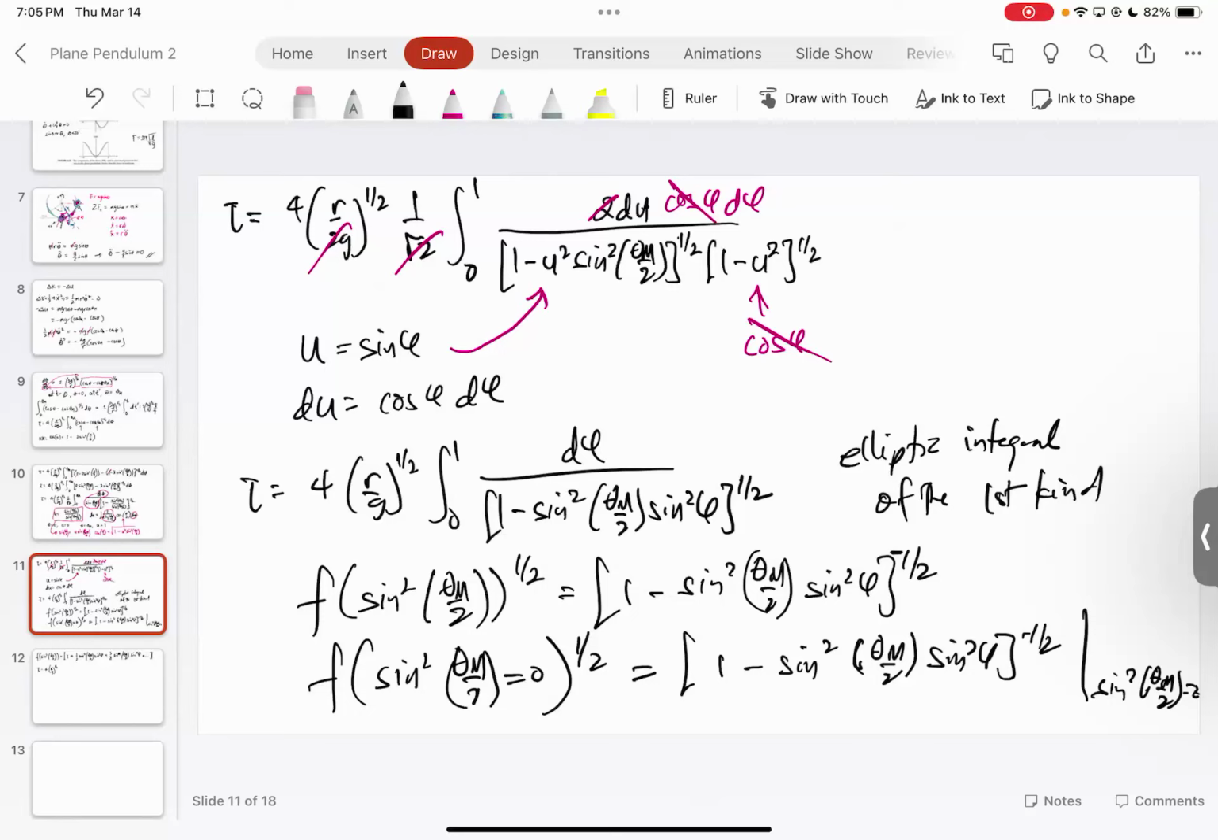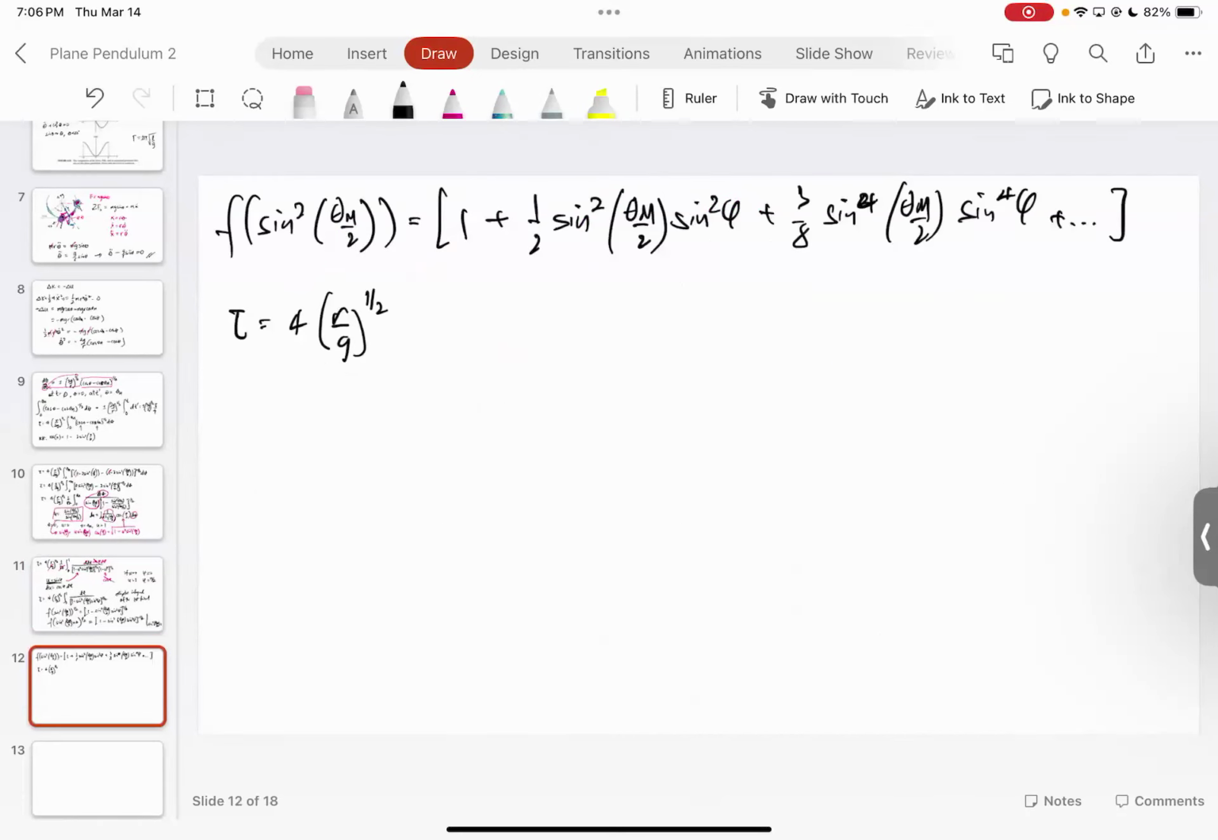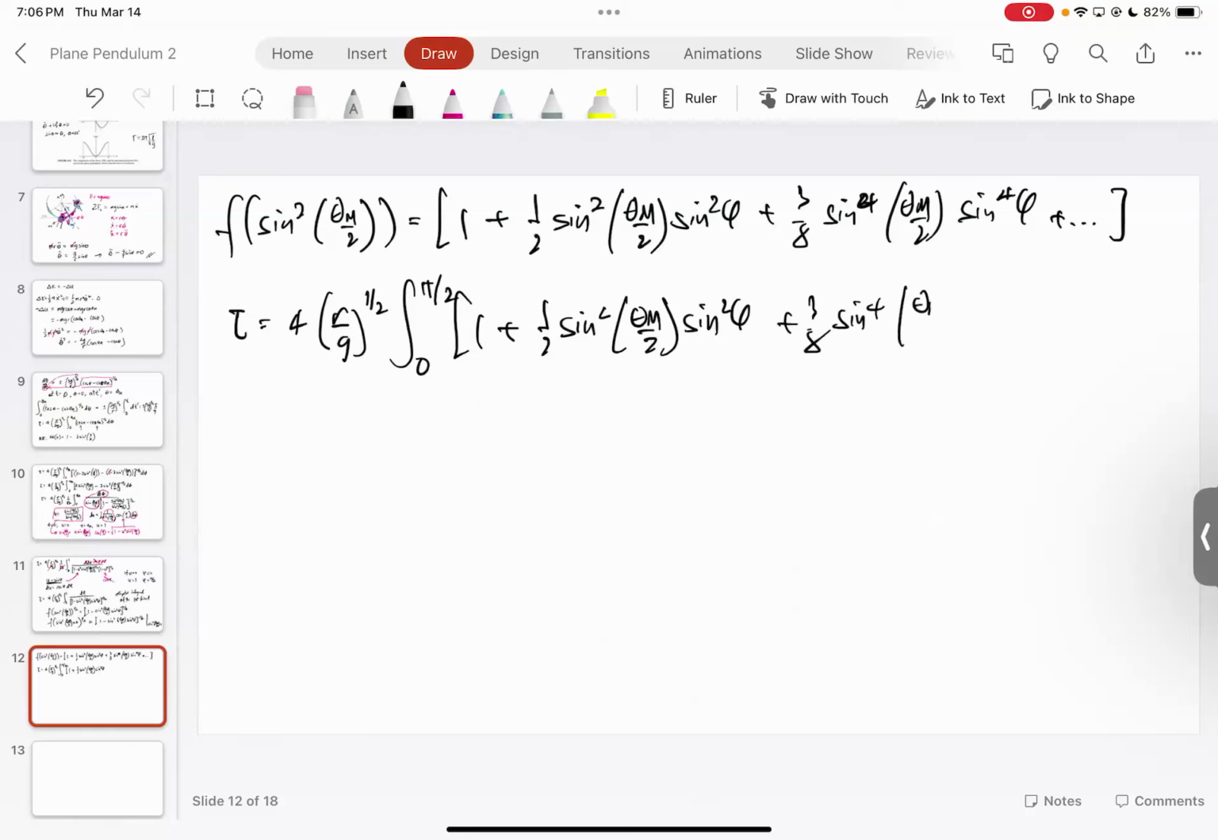If u is 0, what is phi? This is just our equation. 0. Okay. And if u is 1, because that's the upper limit, right? U is 1, phi is pi over 2. So our integral here will be from 0 to pi over 2. Right? And then the expansion: 1/2 sine squared theta sub m sine squared phi plus 3/8 sine to the 4th theta sub m over 2 sine to the 4th phi plus and so on and so forth d phi.